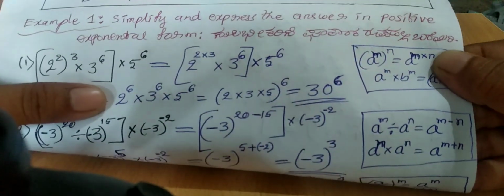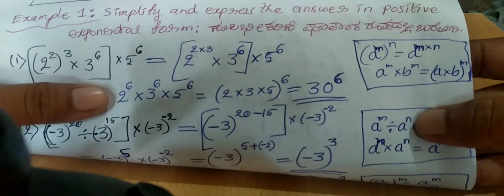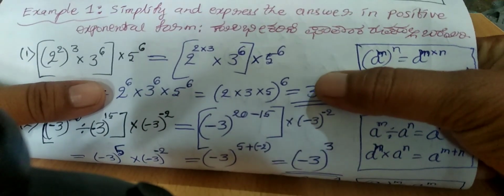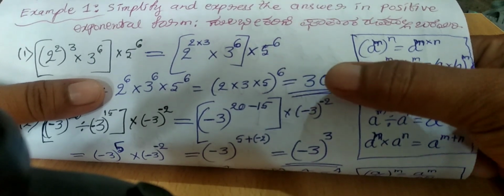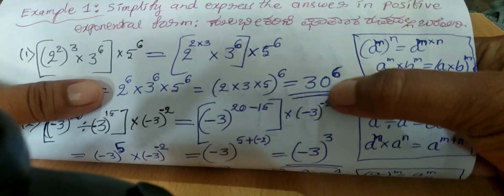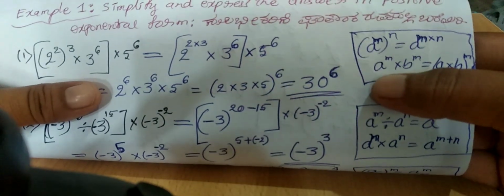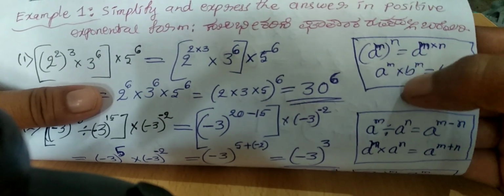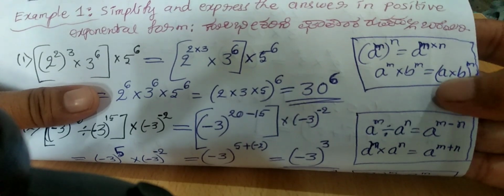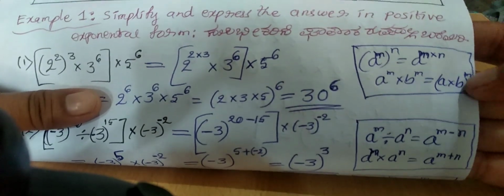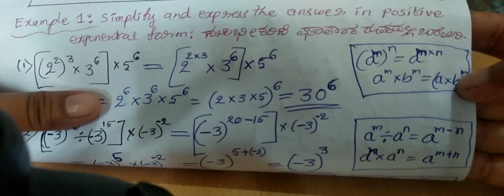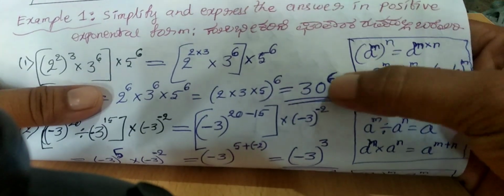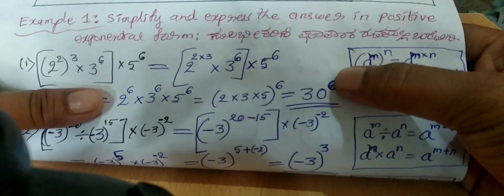Once again, when we check it, we get 2 to the power 6 into 3 to the power 6 into 5 to the power 6. So it reduces to 2 into 3 into 5 whole to the power 6, so 30 to the power 6. The exponent law used here is a to the power m into b to the power m is equal to a into b whole to the power m. Here they are asking for the exponential form, so 30 to the power 6 is the answer.